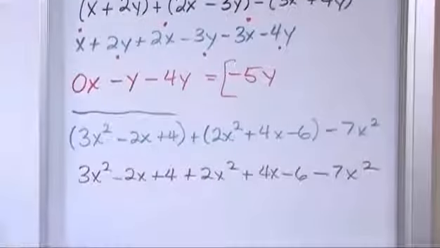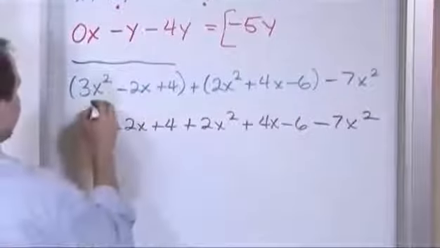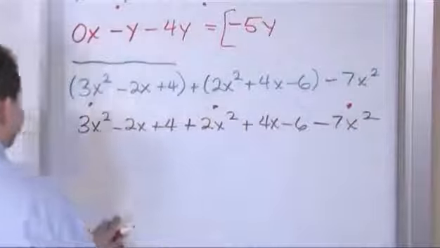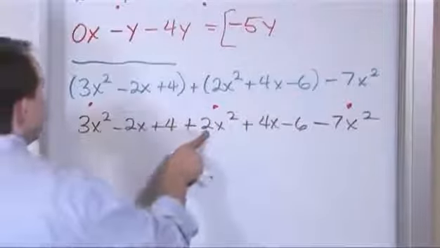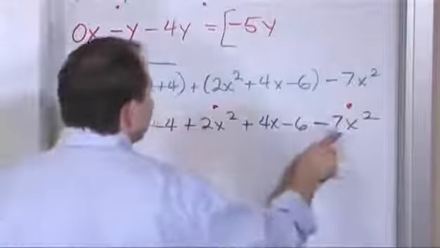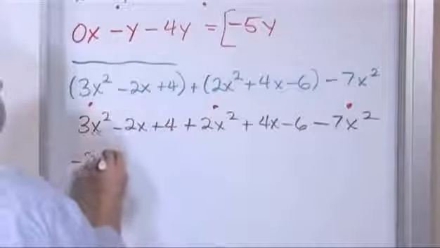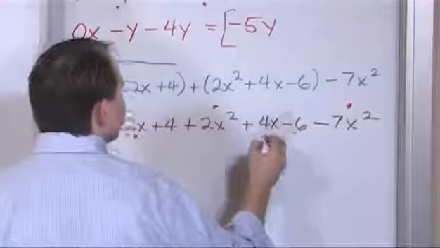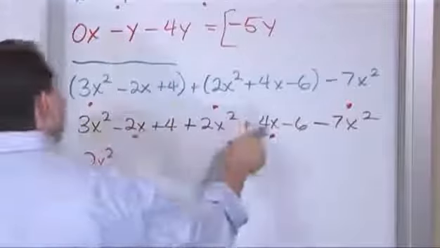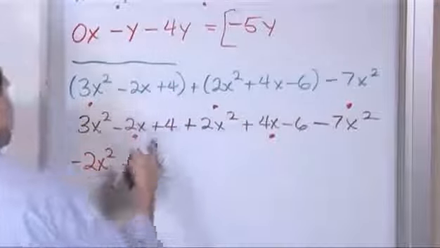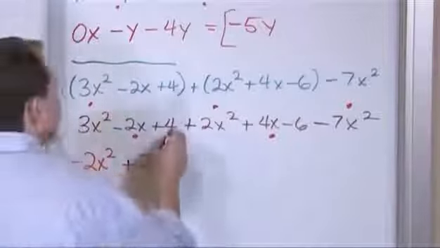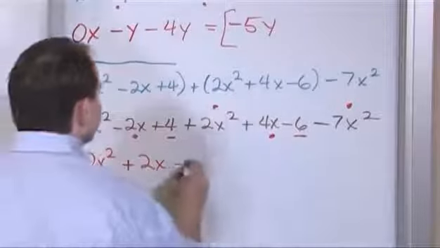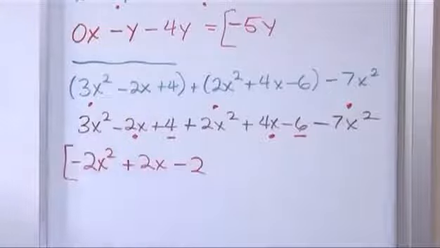And then you start looking for like terms, and believe me, it's going to be easy if you just start putting dots. So this is a like term with this because we have x squared, and also this guy down here. So let's deal with that. 3 plus 2 is 5. 5 minus 7 is negative 2x squared. You have to stay along for the ride. Now this x term is a like term with this one here. So negative 2 plus 4 is going to give me positive 2x's. And then finally, this guy is a like term with this guy. That's the only thing left. So 4 minus 6 is negative 2. So the answer is negative 2x squared plus 2x minus 2.